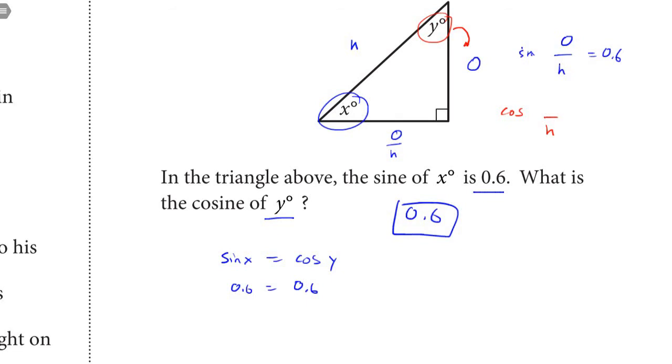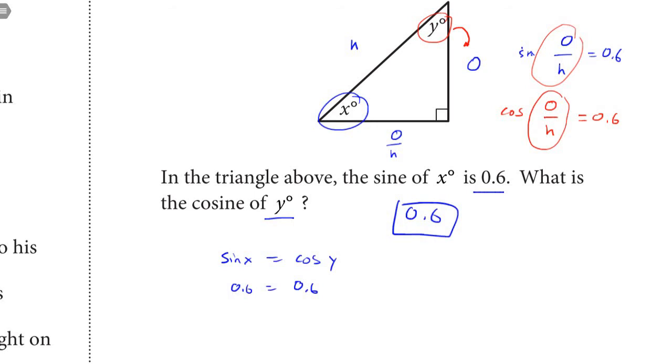So if we continue with our naming scheme here, the adjacent side to the y will just be that o. Okay? And what do you know? Cosine of y, o over h, is the same as the sine of x, o over h, which will give us 0.6.